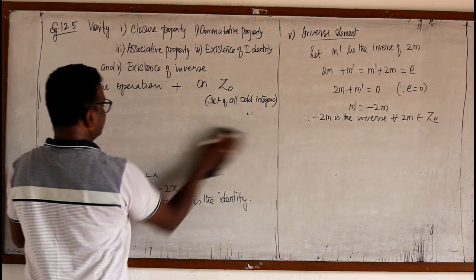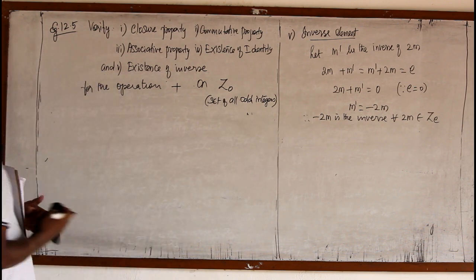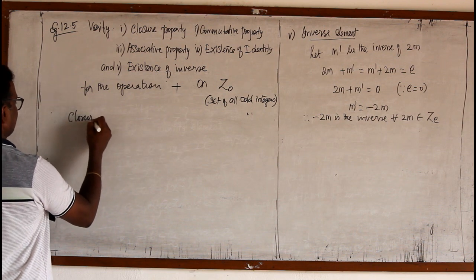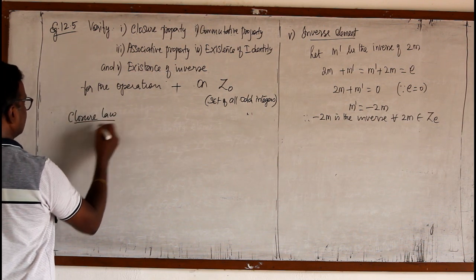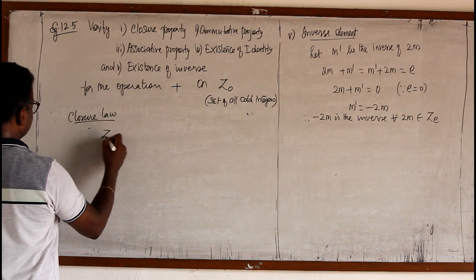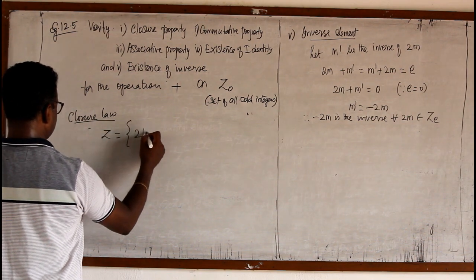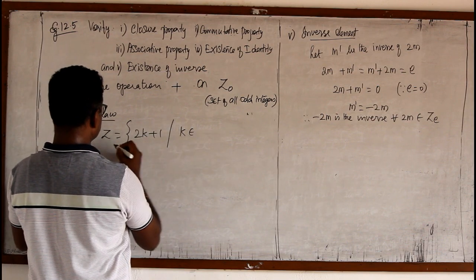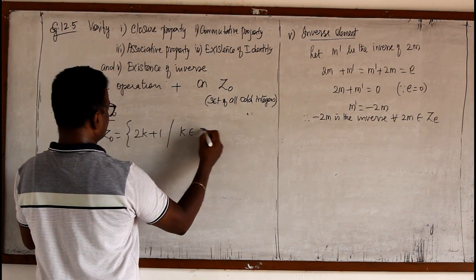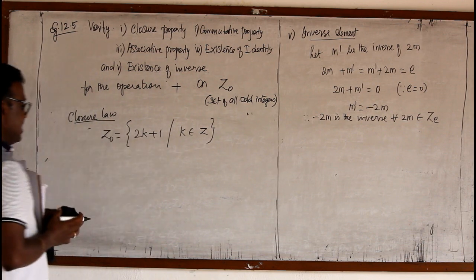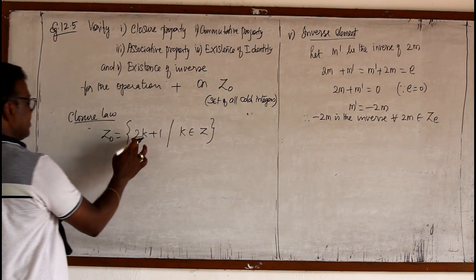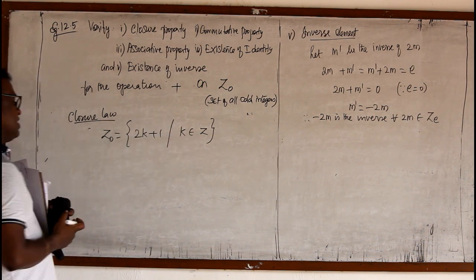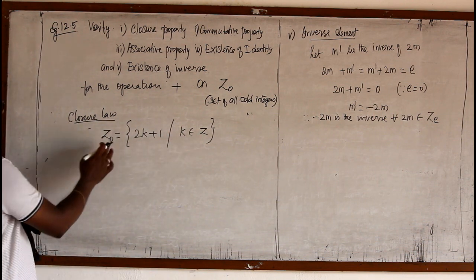Now, no need to do this problem, just listen to me. Suppose I take only the closure law. We have Z equal to the set of all even integers, 2k where k belongs to Z. Any number, whether odd or even, if it is multiplied by 2, becomes even. If it is added with 1, definitely it will become odd. This is the set of all odd integers, 2k plus 1.